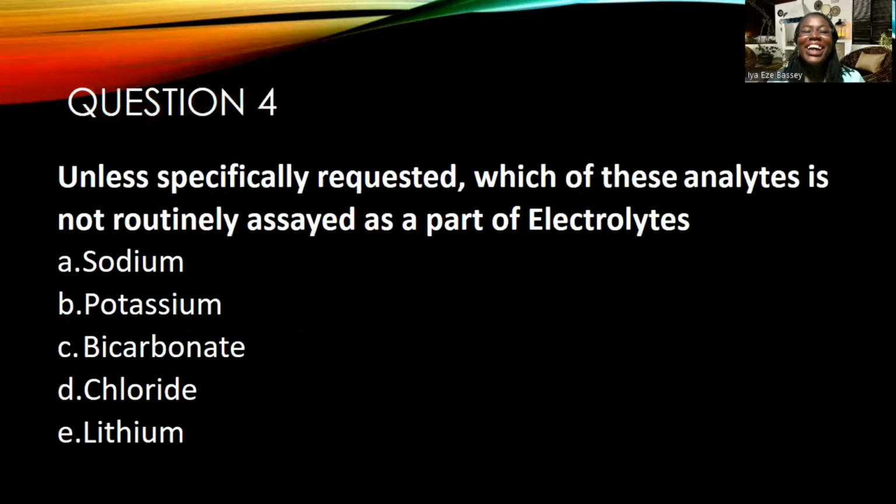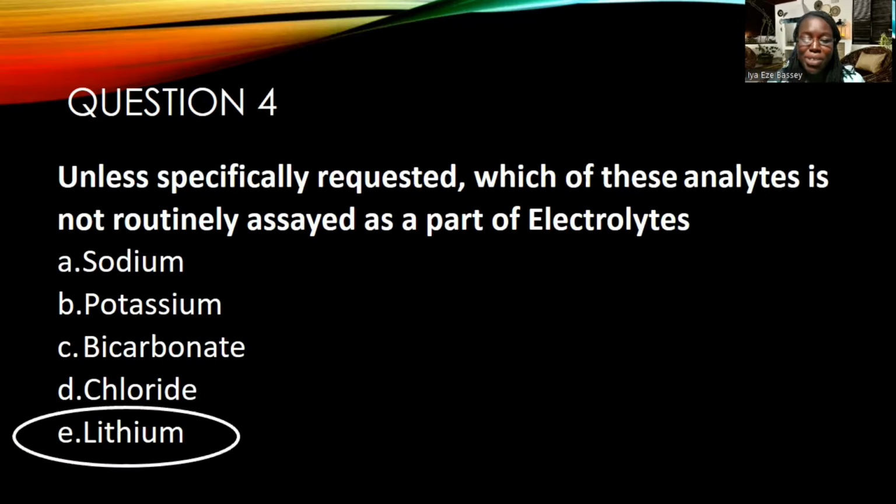So if you chose that, you are correct. Well done. So number 4, unless specifically requested, which of these analytes is not routinely assayed as a part of electrolytes? A, sodium. B, potassium. C, bicarbonate. D, chloride. E, lithium. Which one would you choose?